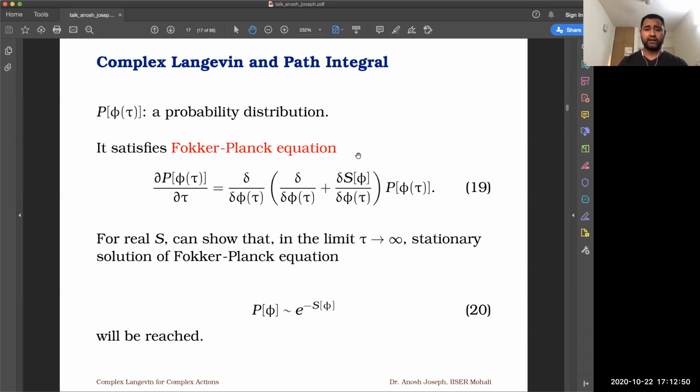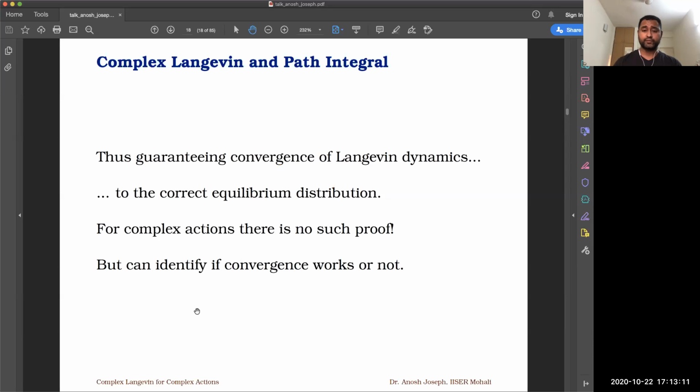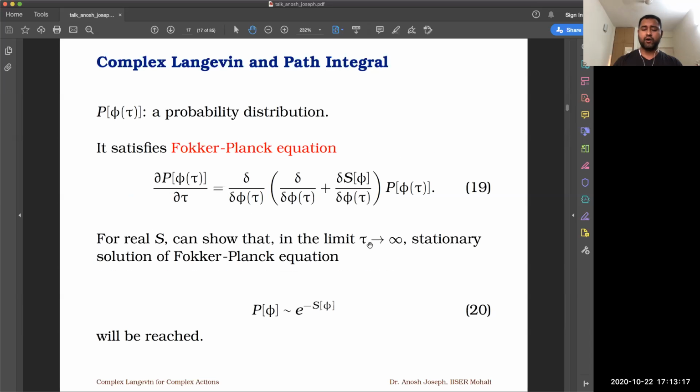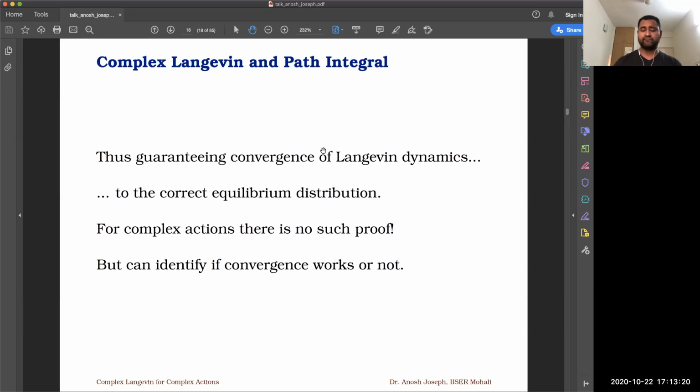For when the action is real, we can show that in the limit of Langevin time going to infinity, the stationary solution of the Fokker-Planck equation, which is exponential of minus S, will be reached. We can show that for a real action, but for a complex action there is no such proof. The tau going to infinity limit guarantees the convergence of Langevin dynamics. It converges to the saddle points of the action and stays there. It finds the correct equilibrium distribution. For complex actions, there is no such proof. We cannot show that.